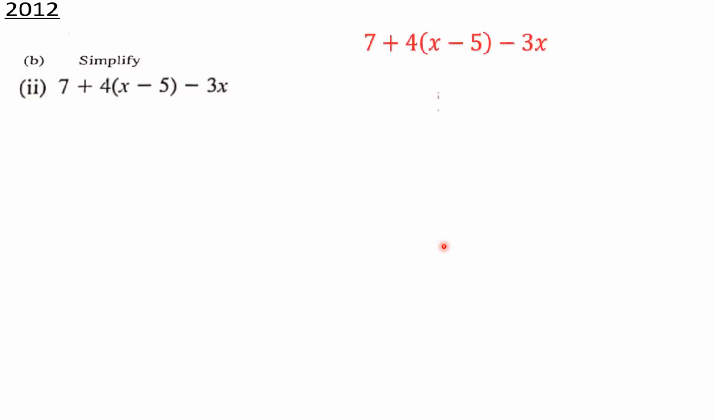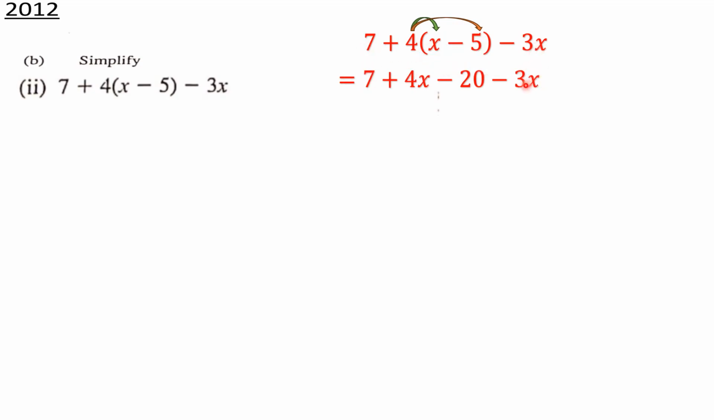We have 7 plus 4 open bracket x minus 5 close bracket minus 3x. What we're going to do here is multiply the 4 times the x. We're going to multiply the 4 times the negative 5. Then we have to bring down the 7 and the negative 3x.